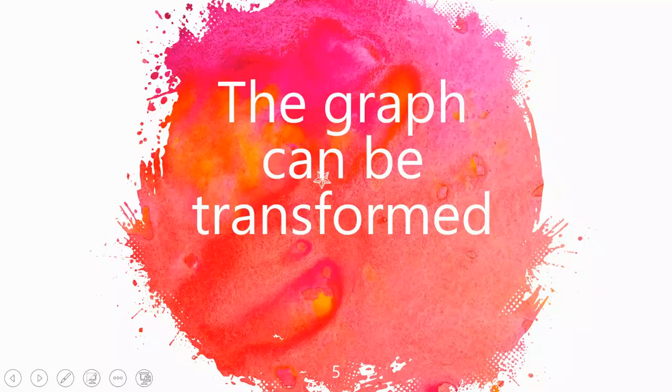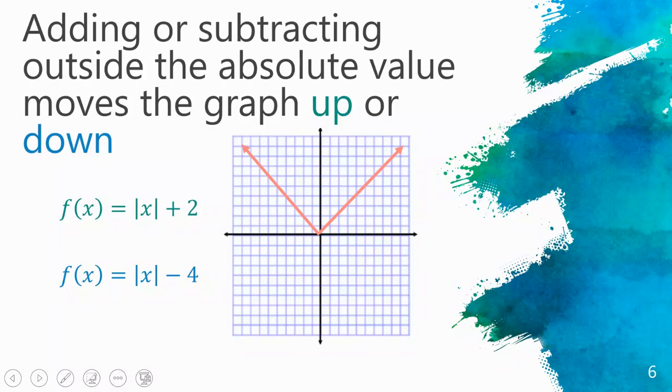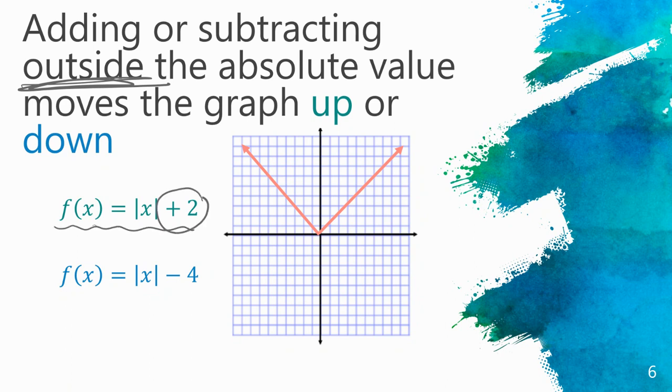The graph of an absolute value function can be transformed in a multitude of different ways, and we're going to talk about how to do that. The first thing you need to know is that adding or subtracting outside, that's the important word here, outside the absolute value moves the graph up or down. Notice on this first function, I've got the absolute value of x, and then I'm adding a 2 outside. That gives us a graph that has moved up 2. Notice from where the vertex was at 0, 0, now it is up 2 and it's at 0, 2.